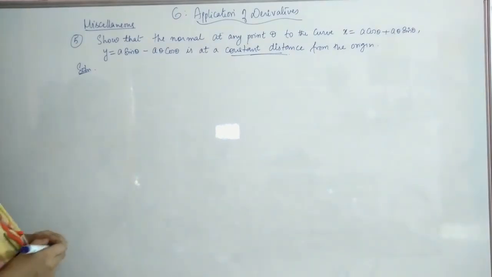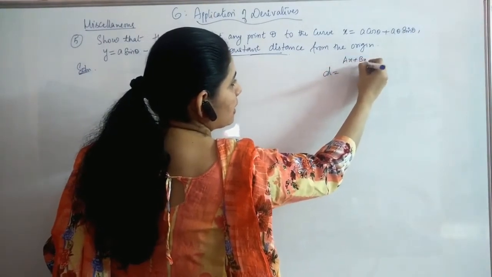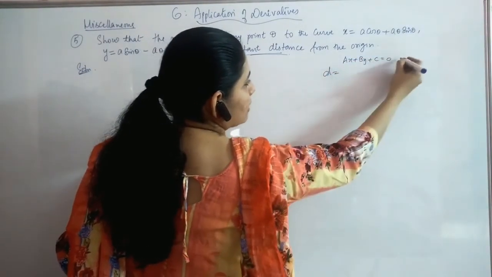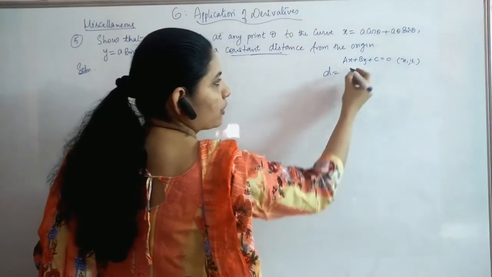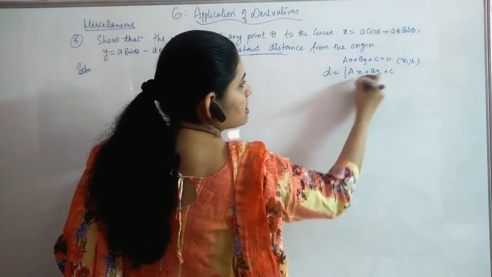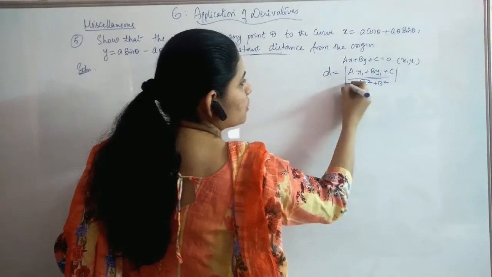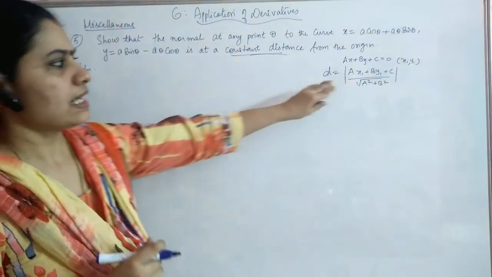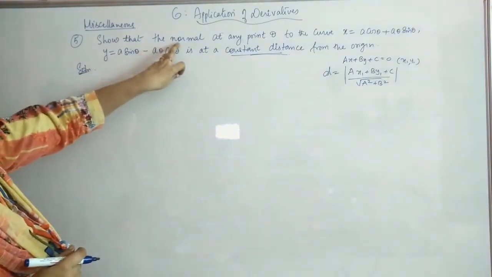D is equal to mod of, what is the formula used? If you have ax plus by plus c equal to 0 and the point is given as x1, y1, the distance between this line and the point is given as mod of ax1 plus by1 plus c divided by root of a square plus b square. So this is what we are going to use, and at last you have to get a constant for this d. So first we will find the equation of the normal.